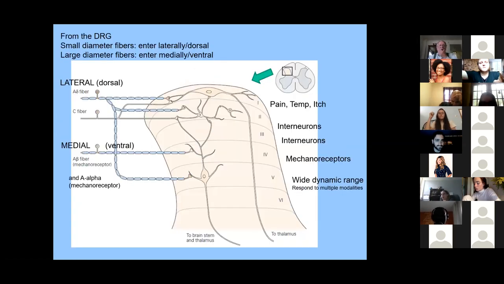And so here, what we're looking at are these fibers. And what you can see is that there is some division: pain, temperature, and itch can be found very much in lamina 1 and 2. Then lamina 3 and 4 are interneurons and mechanoreceptors. And then number 5 is wide dynamic range neurons. What you're going to find in a somatosensory system is that there is an arrangement in which we respond not just to one modality. These wide dynamic range, or WDR, neurons typically respond to a number of modalities.